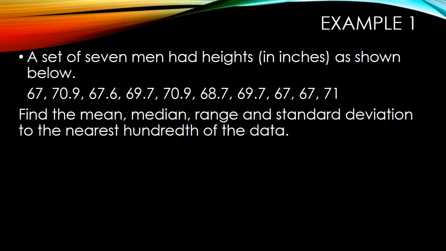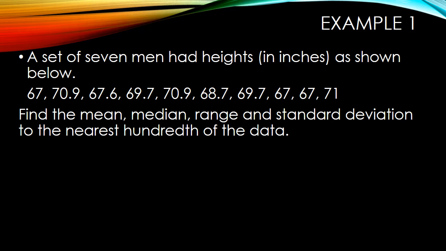So let's take a look at our first example. A set of 7 men had heights in inches as shown below. We have these different values: 67, 70.9, 67.6, 69.7, 70.9, 68.7, 69.7, 67, 67, and 71.